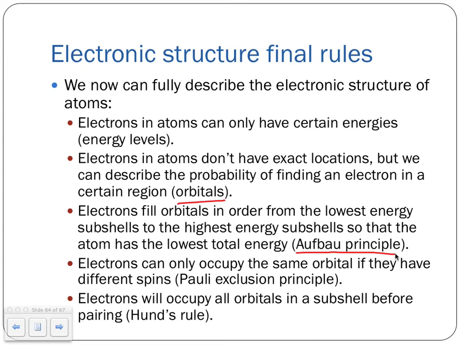up principle. The idea is the atom will always have the lowest total energy, so it'll fill up the 1s subshell first, and only when that's filled do electrons start going to the 2s, and only when that's filled do they go to the 2p, and they always fill from low energy to high energy.